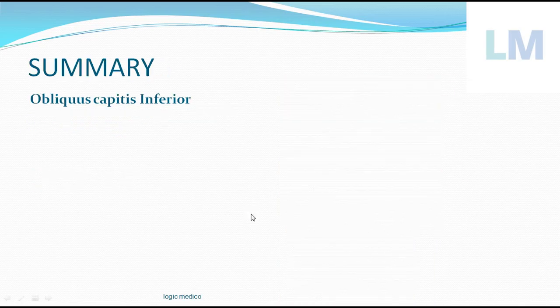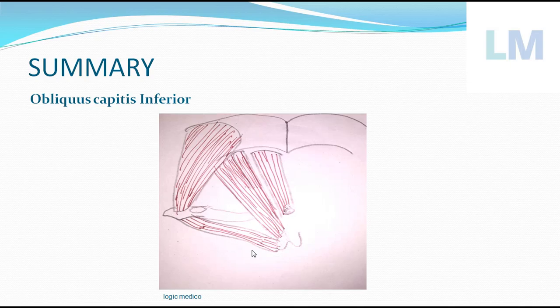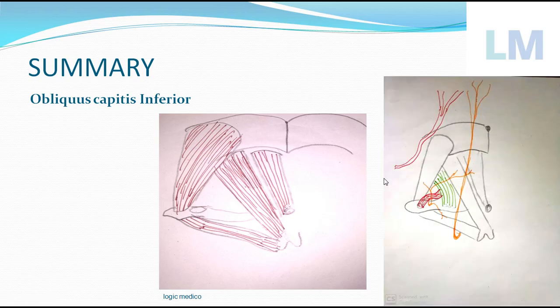Okay, so in summary, obliquus capitis inferior, it's also called inferior oblique, is present in the back of the neck in the suboccipital triangle. Okay, what is the origin? Spine of the axis. What is the insertion? Transverse process of atlas. What is the nerve supply? Suboccipital nerve or the dorsal rami of C1 or the first cervical nerve. What is the action? It mainly helps in posture. It helps in the maintenance of erect posture of the neck. Also, it twists the atlas and turns the chin towards the same side. Nerve supply, already told, suboccipital nerve.